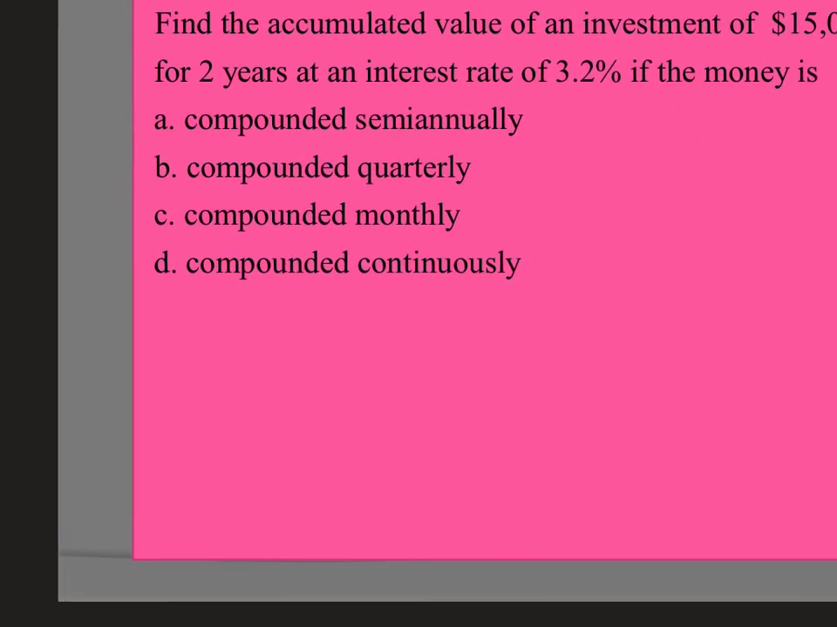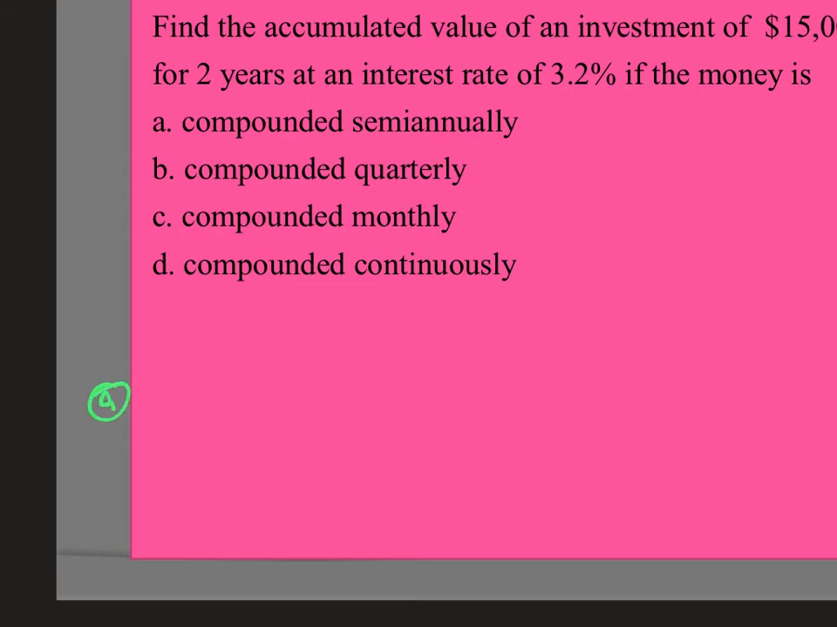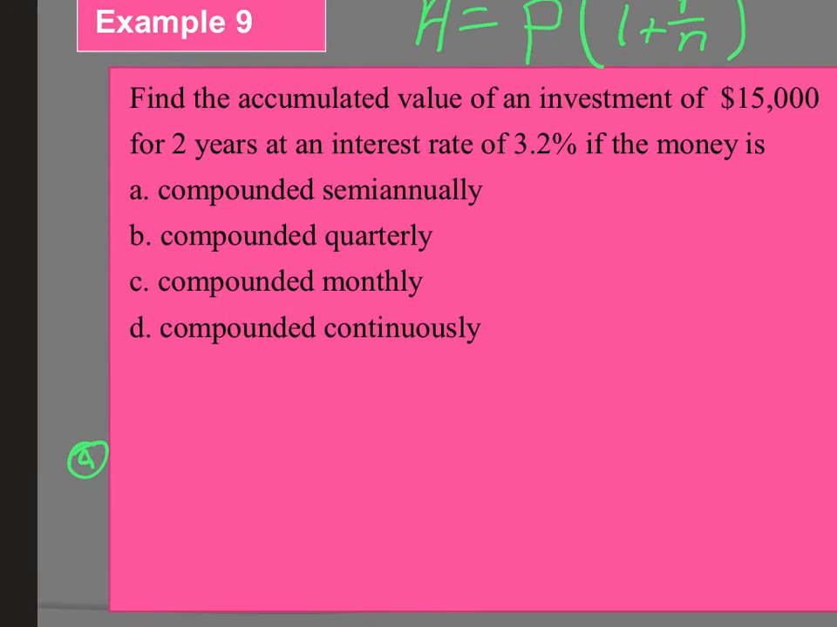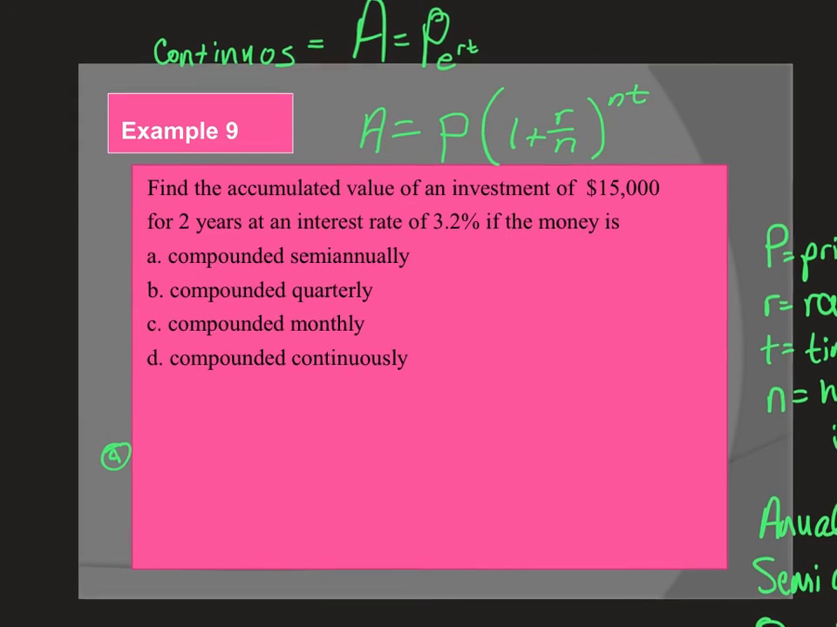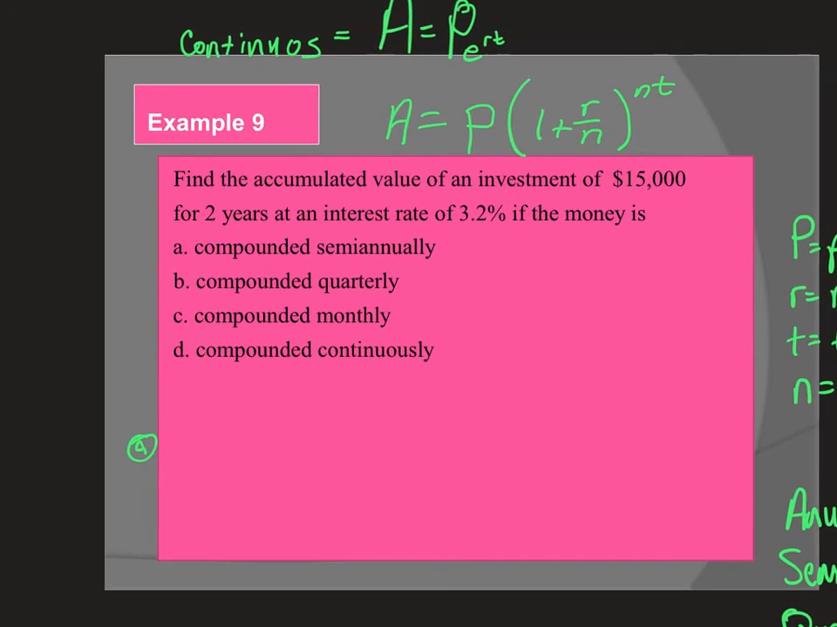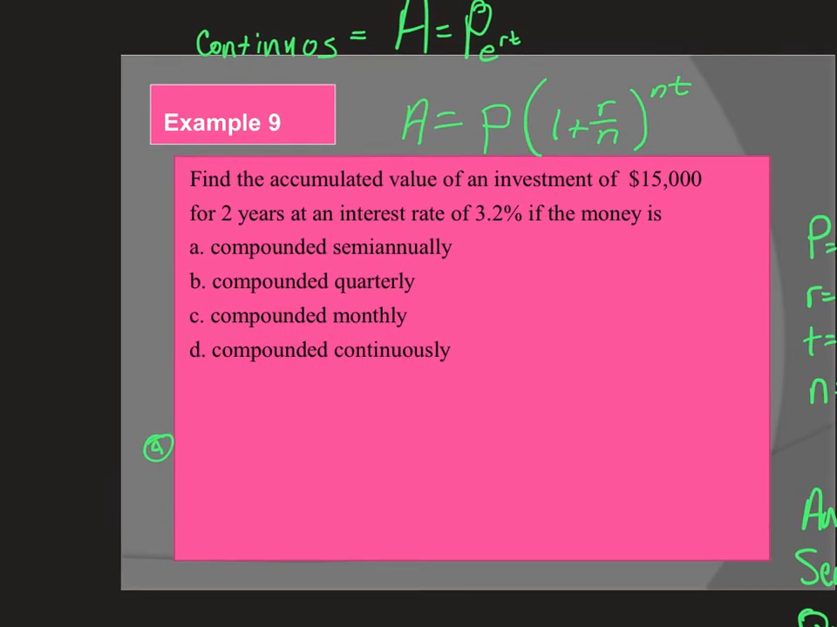So let's work A, B, C, and D out. We'll go through this and talk about it. If you have any questions, here we go. But let's identify everything that they told us. It says find the accumulated value of an investment of $15,000. What is your principal amount? What did you start off with? $15,000. And it says for a time of 2 years. What variable is that? T. So T is my time.